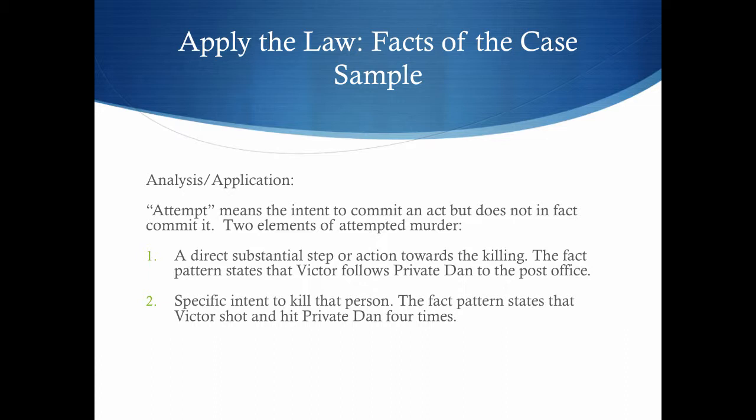So under analysis application, attempt means the intent to commit an act but does not in fact commit it. 2 elements of attempted murder: a direct substantial step or action toward the killing. The fact pattern states that Victor follows Dan to the post office. Specific intent to kill that person. The fact pattern states that Victor shot and hit Private Dan 4 times. Okay, so for attempt, a substantial step or action toward the killing, took the gun, went to the post office, followed Dan. Okay, that's a substantial step. And then the specific intent was shot him 4 times.